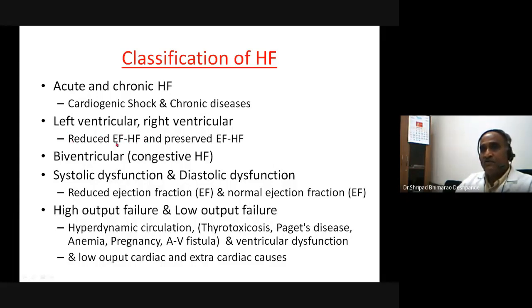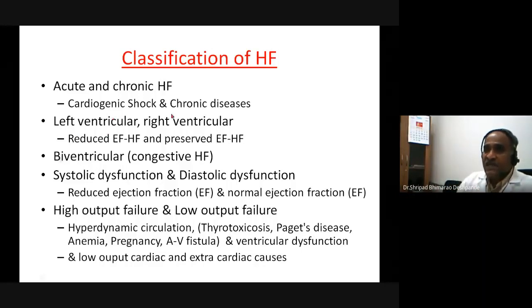That means reduced ejection fraction, heart failure. That is a left ventricular failure. So the left ventricle is not able to contract. There is a decreased stroke volume, and there is a decreased fraction of the blood entering into the systemic circulation.